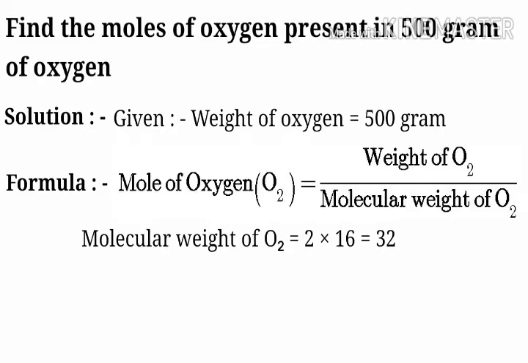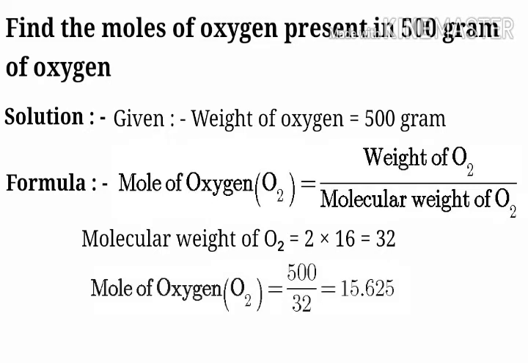Now let's put these values in formula of mole. So mole of oxygen is equal to 500 divided by 32, which is equal to 15.62. In this way, we can calculate mole of oxygen from given weight of oxygen.